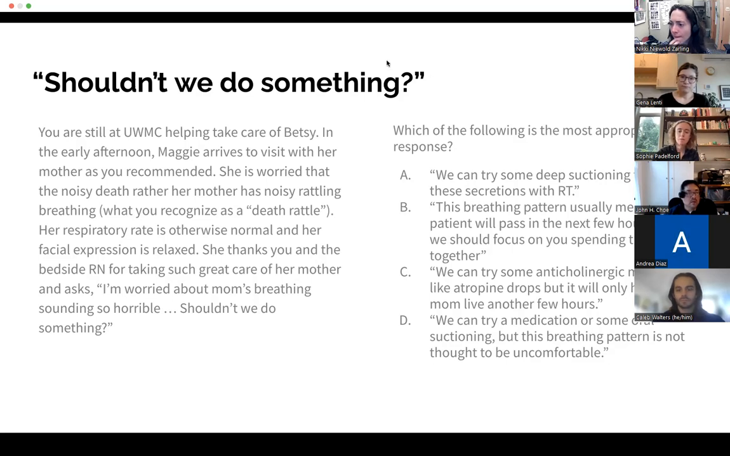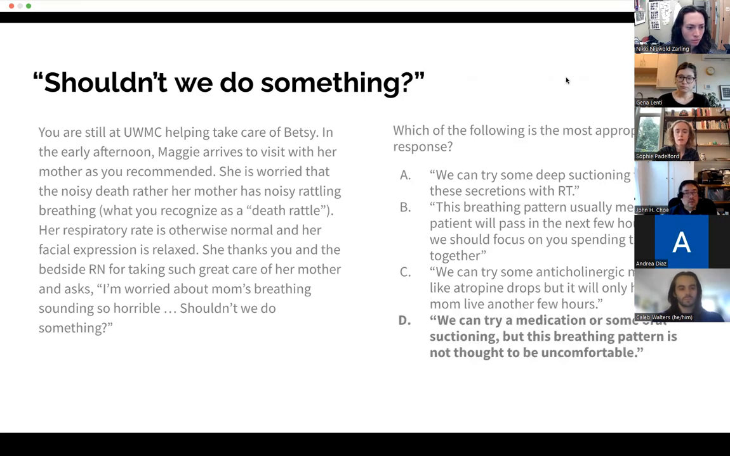Great. So most people pick the answer that I would say is the preferred answer, which is we can try a medication or some oral suctioning, but the breathing pattern is not thought to be uncomfortable. The other answer people picked was B, thinking that this means the patient's likely to die in the next couple of hours and that they should focus on spending time together. The only bit of B that's incorrect is, as we looked at that timeline earlier, this doesn't actually indicate the patient's likely to die in the next few hours. It's sort of the next day or so. So I wouldn't want to mislead in terms of the timeline.